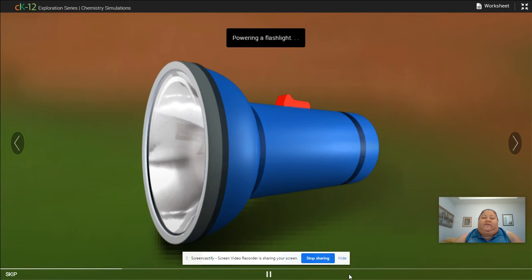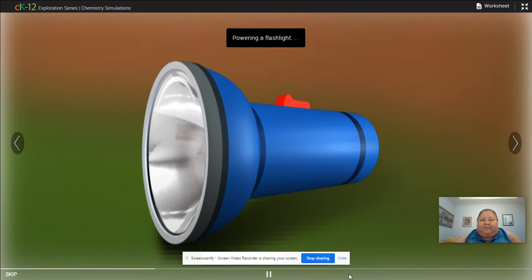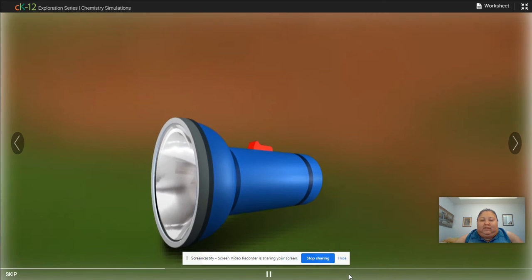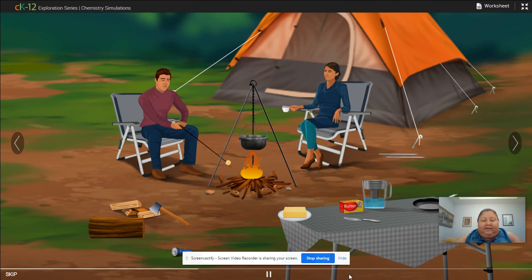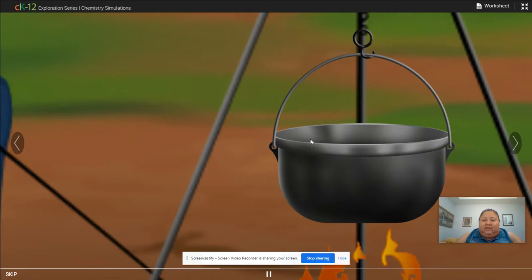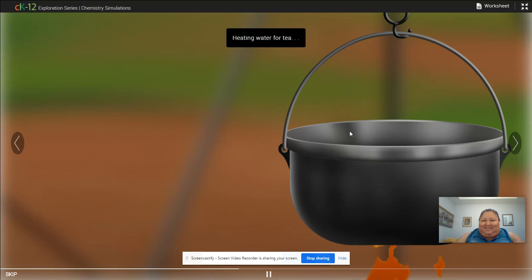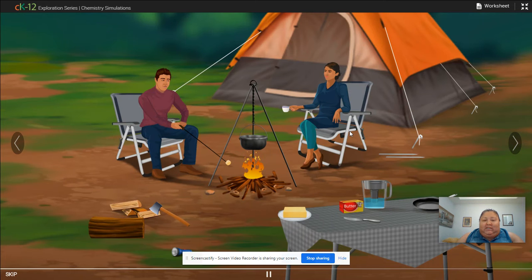First example, powering up a flashlight. Science. That's chemical. Sorry? That's chemical because of the battery. Because, like, you know, the battery has just chemicals turned on. Heating water for tea.